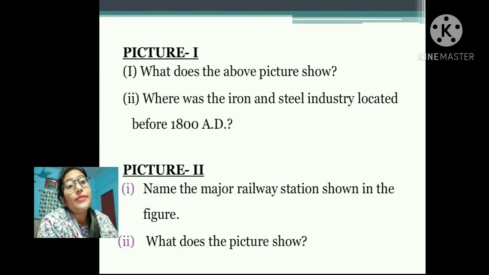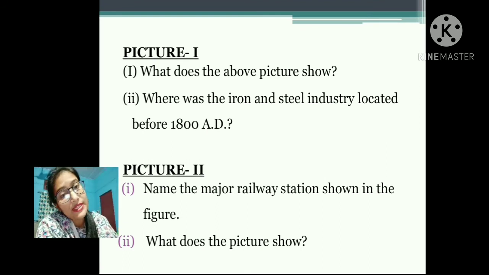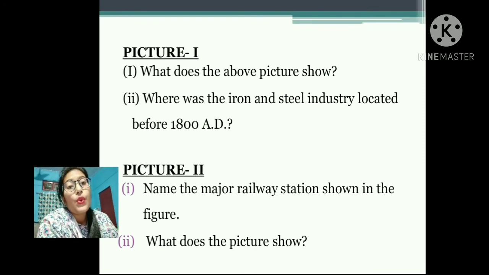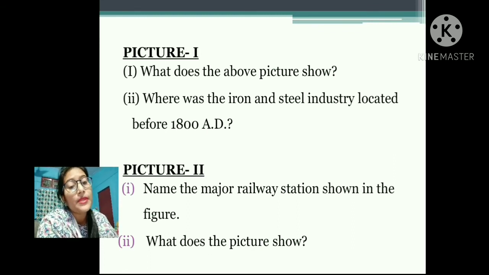What does the above picture show? That means it is talking about the first picture. So the above picture shows the ideal location of industries before 1800 AD and after 1800 AD, right? Second question, where was the iron and steel industry located before 1800 AD? So it was located in those places where there was availability of raw materials, power supply and running water.